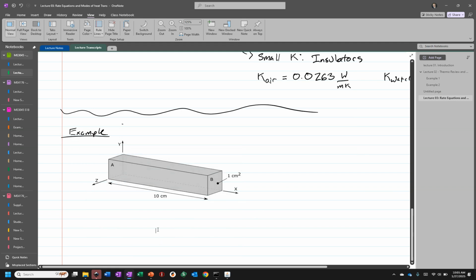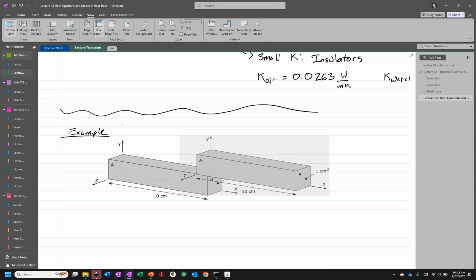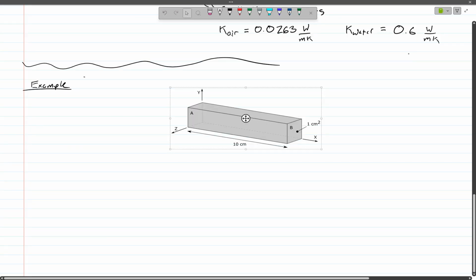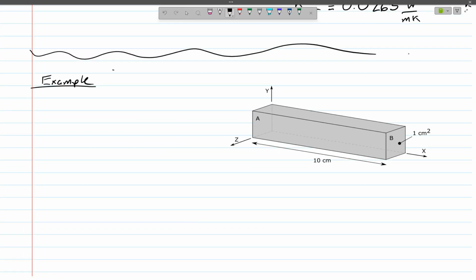I want us to consider this bar of solid copper. A copper bar. It has a cross-sectional area of 1 centimeter squared. So A is equal to 1 centimeter squared on each face. And here I'm referring to the end faces.